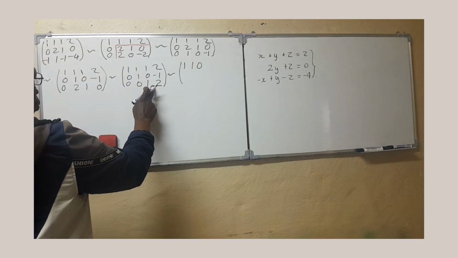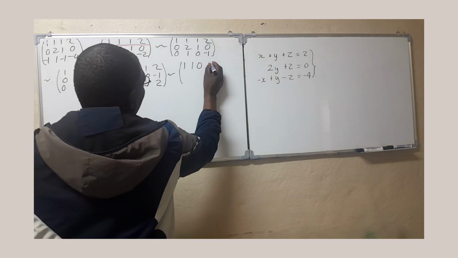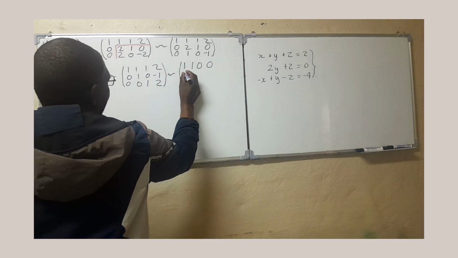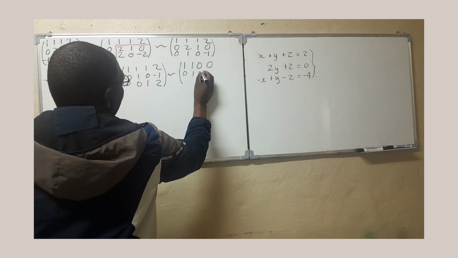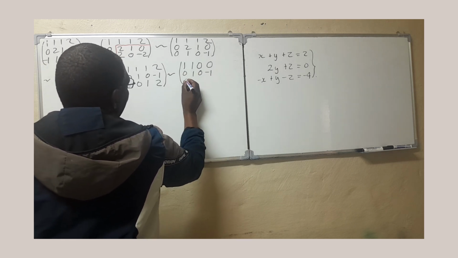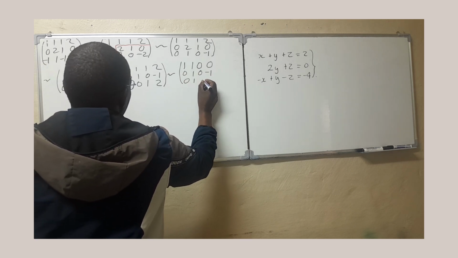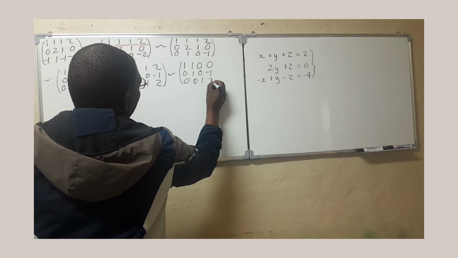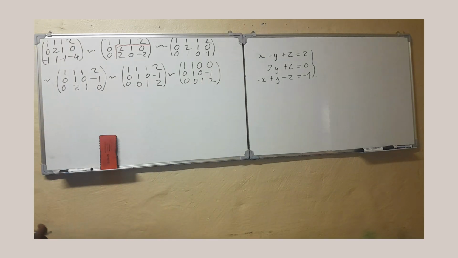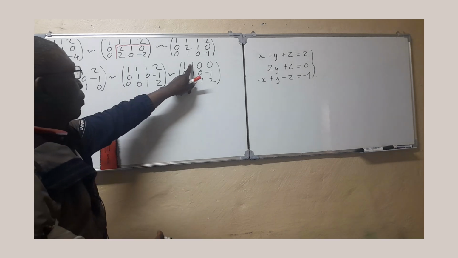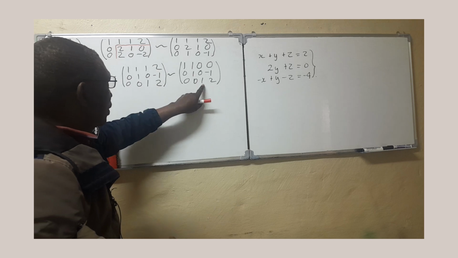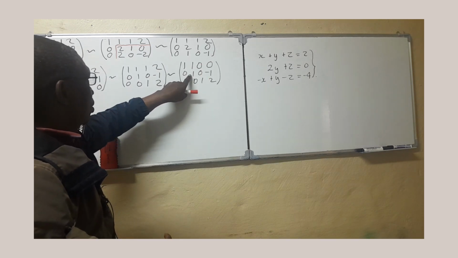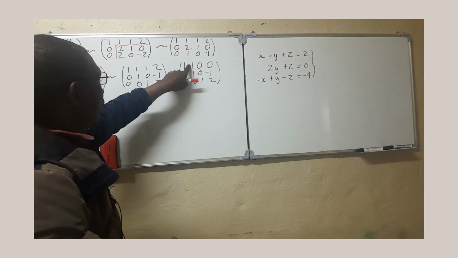Here it's minus 2 plus 2, there it gives me a 0. Now here is my row 2: 1, 0, minus 1, 0, 1, 0, 0, 1, 2. That's the new matrix. Okay, now where do we go? We need to get rid of this guy as well. We are done with this guy. Now we need to settle this guy. We need to get rid of that.